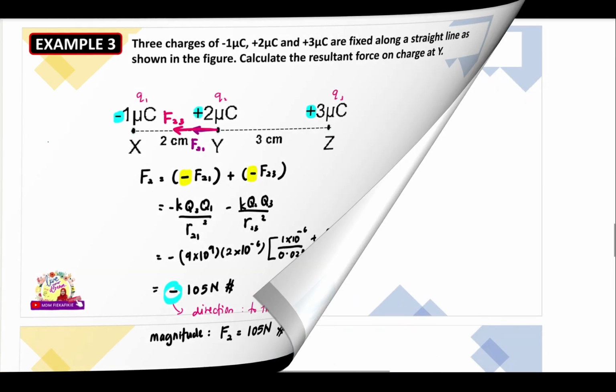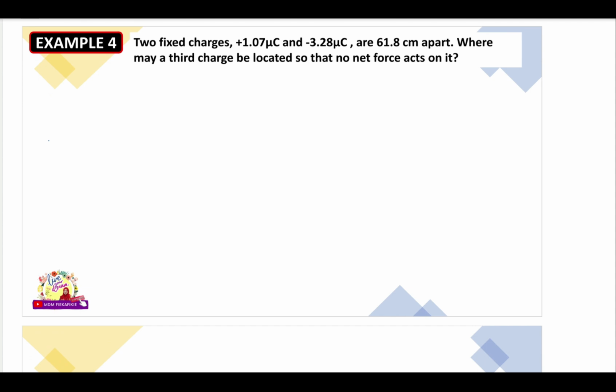Okay, boleh. So now example number 4. So here we have two fixed charges. Example number 4 ni mencabar sikit lah. Okay, sikit saja. Okay, so kita ada two fixed charges. Positive 1.07 microcoulomb and negative 3.28 microcoulomb. So kat sini kita ada positive charge. And then kita ada negative charge. So saya namakan ini Q1 and this is Q2. Okay, so ini adalah Q1. Kita highlight sikit. Q1 kuning, Q2 biru.